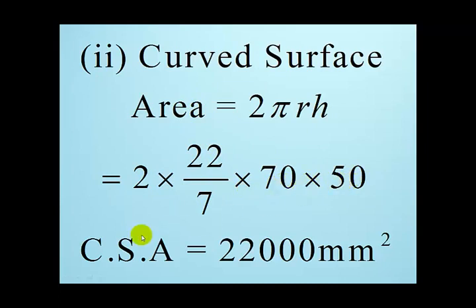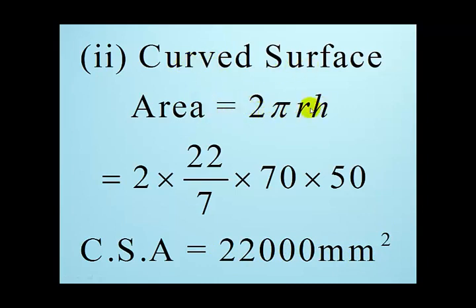And the curved surface area is equal to 22,000 millimeters square. So what you have to know is the formula, that the curved surface area is given by 2 pi rh.